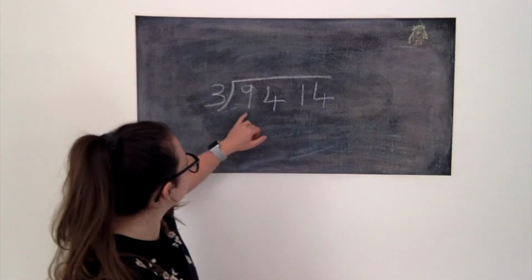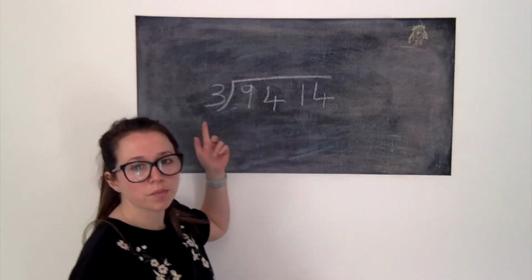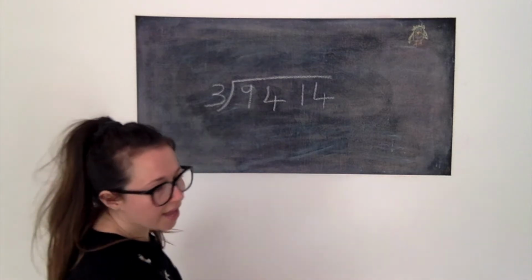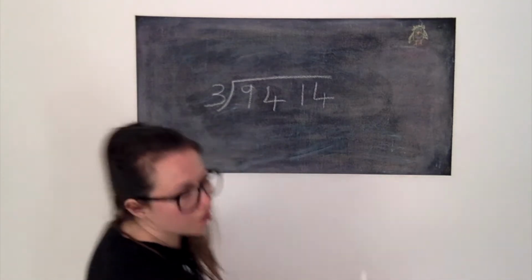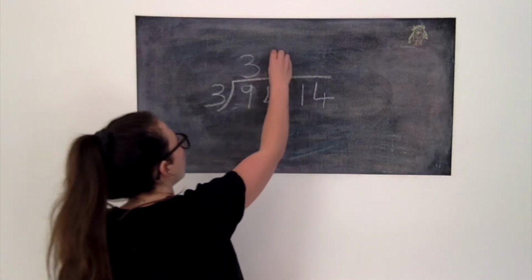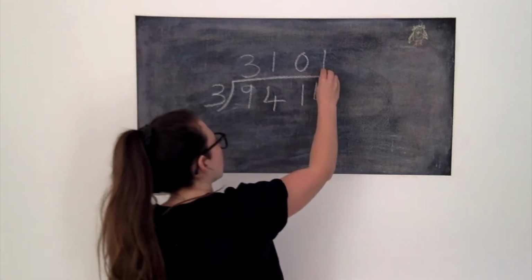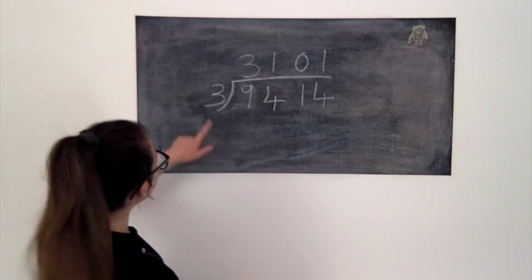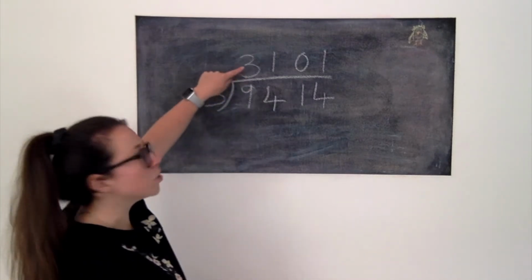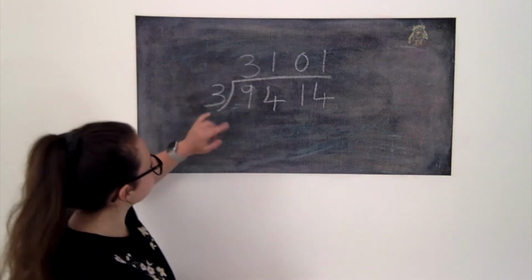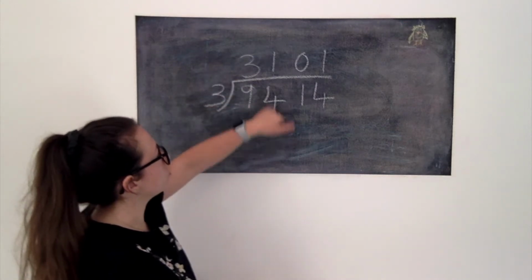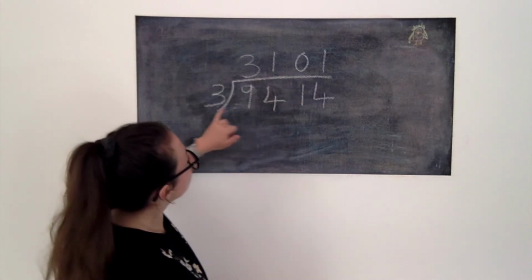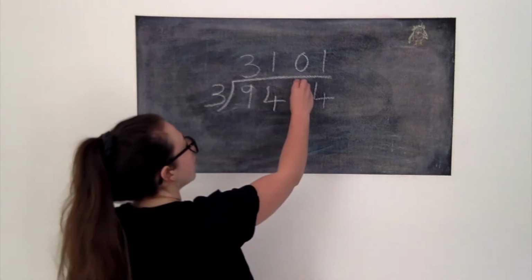So we had the question 9,414 divided by 3, and I used the short method of division to do that. Now the answer that I got was 3,101. Hopefully you can spot the mistake that I made. So I said 3's into 9 was 3, so that was correct. How many 3's went into 4, which was 1, so that part was correct. But what I didn't do was carry over the 1 that we had left over.